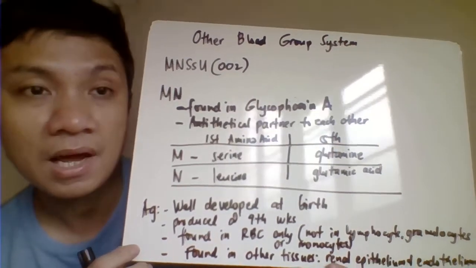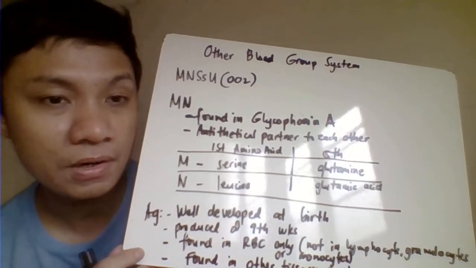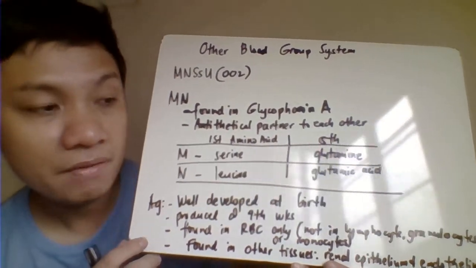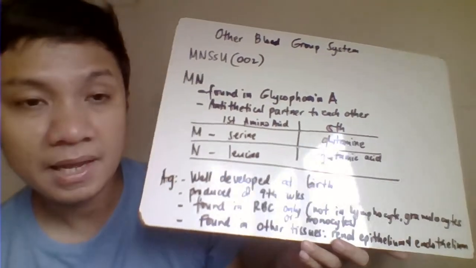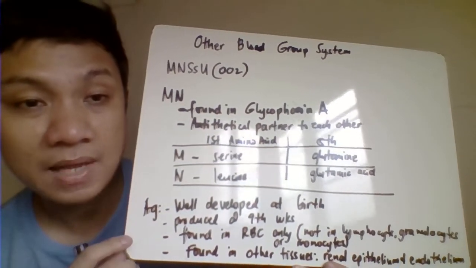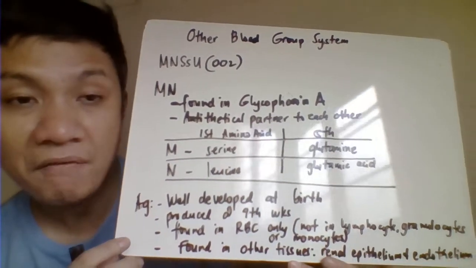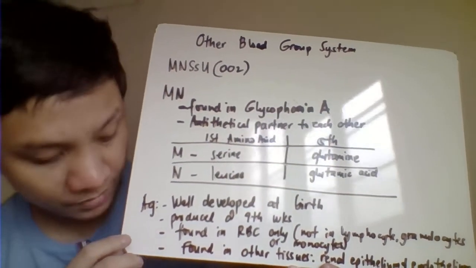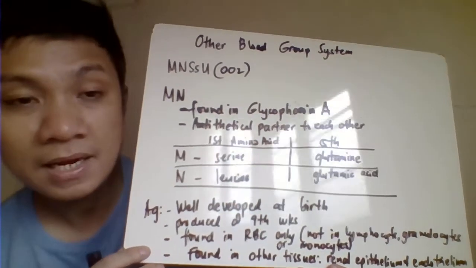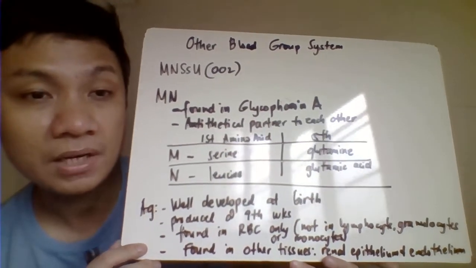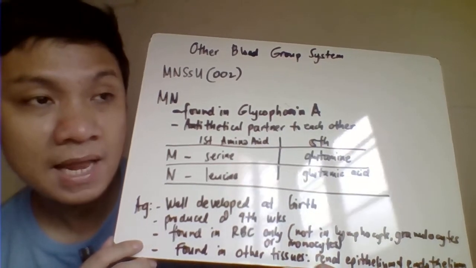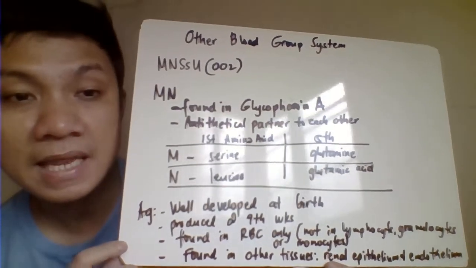They could not be found in other blood cells, for example lymphocytes, granulocytes, monocytes, or even platelets; these are absent. So among our blood cells, M and N can only be found in the RBC membrane. But the M and N antigens can also be found in other tissues in our body, like the renal epithelium and the renal endothelium.